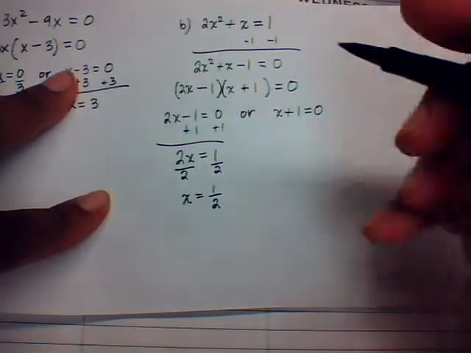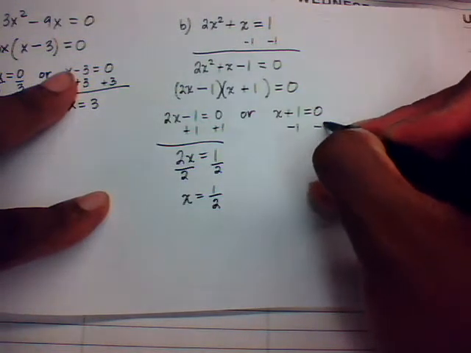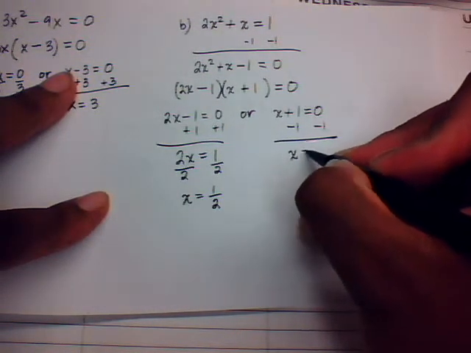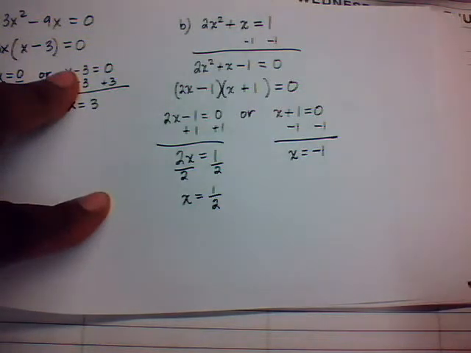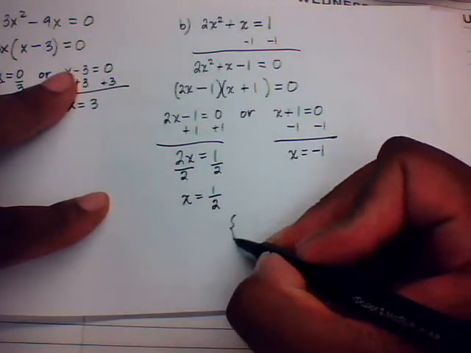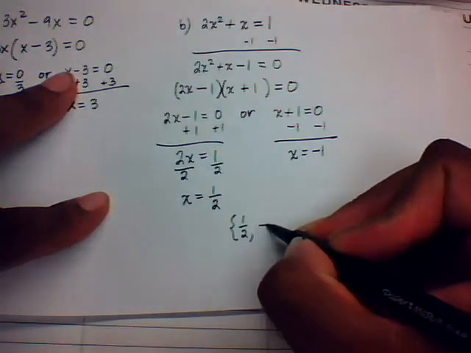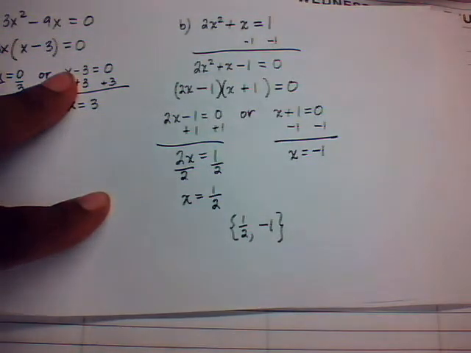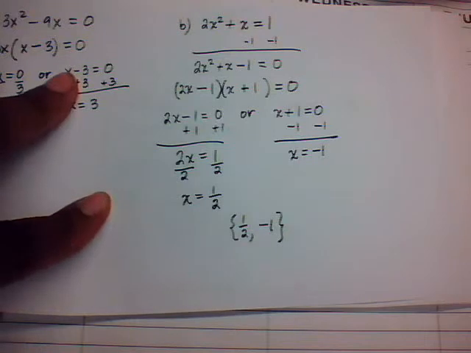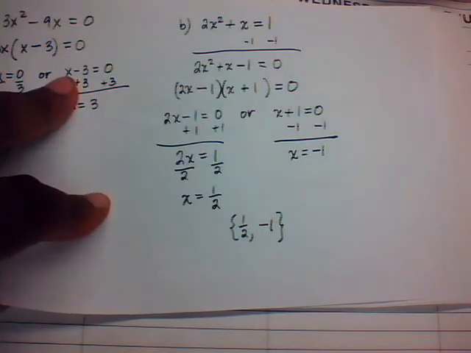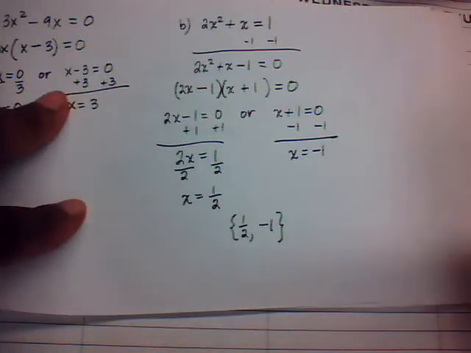And then for x plus 1 is equal to 0, if I subtract 1, I'm going to have x is equal to negative 1. So my two solutions here in this case will be 1/2 and negative 1. Those are my only two solutions for this particular quadratic equation.